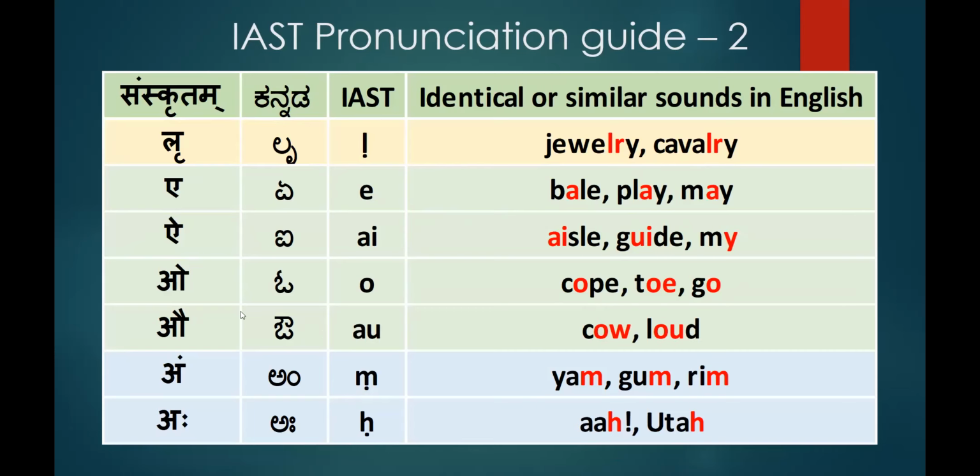E is always a long vowel. It does not have a bar above, but that doesn't mean it is a short vowel. It is always a long vowel. So an example is bail. It is not bale. It is bail. Okay. Bail. That sound is the one that we are looking for here. Play, that is the sound that we are looking for here. Okay, next.